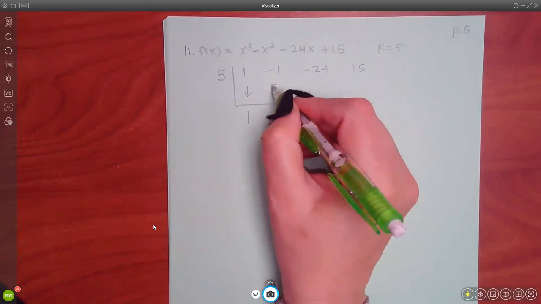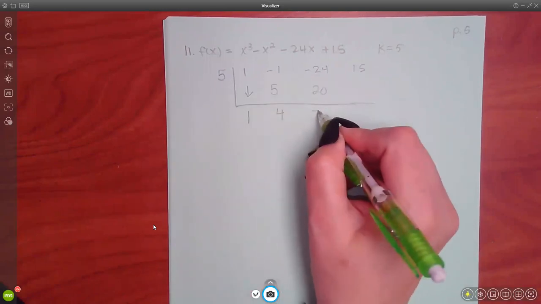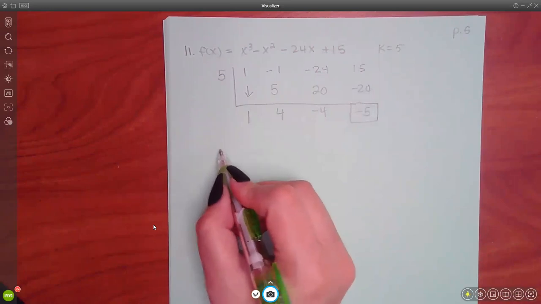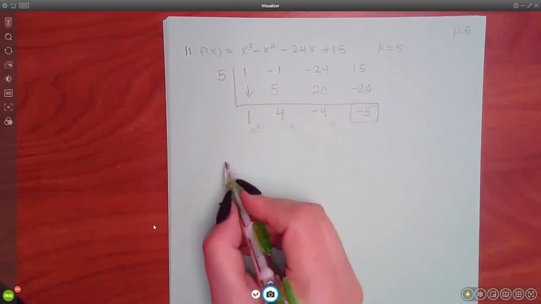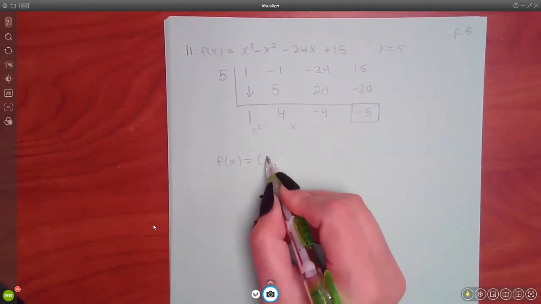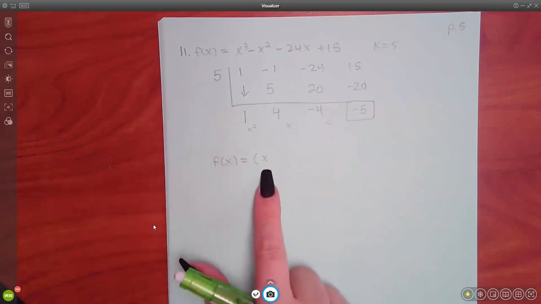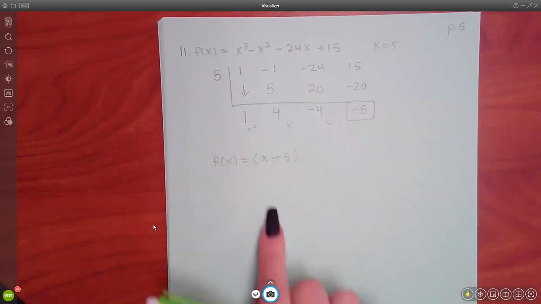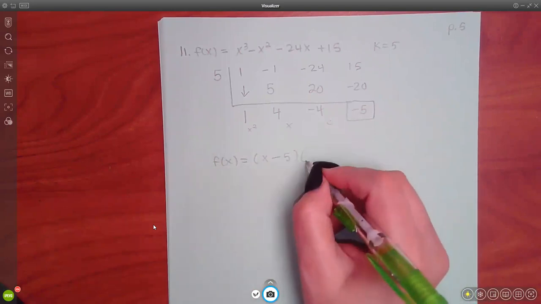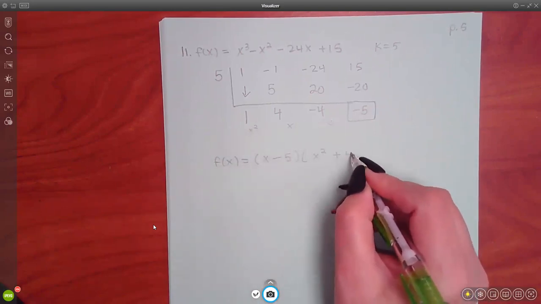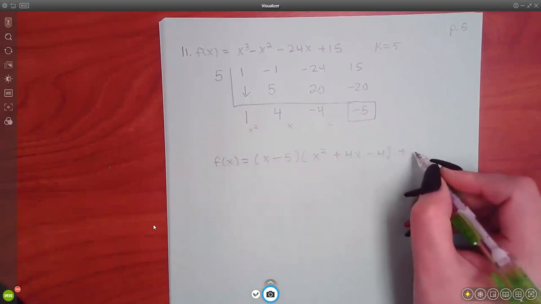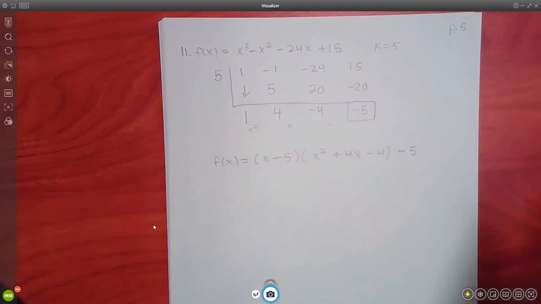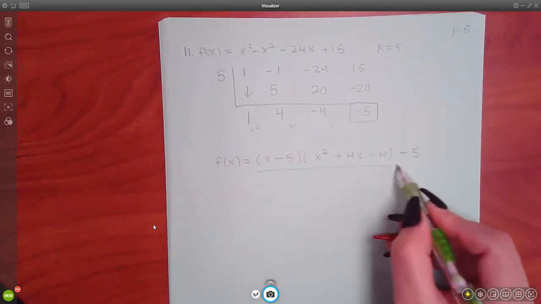So we'll start that process, just multiplying and combining. Okay, so now we're going to use this to rewrite our function. We're going to write it as x minus 5 when I stick it in the factor. It'll be minus 5 so that when I solve it, it gets the positive 5, right? And then this quotient, 1x squared plus 4x minus 4, plus my remainder, which is a negative 5. So instead of plus 5, I'm going to write minus 5. And this is what they were looking for.